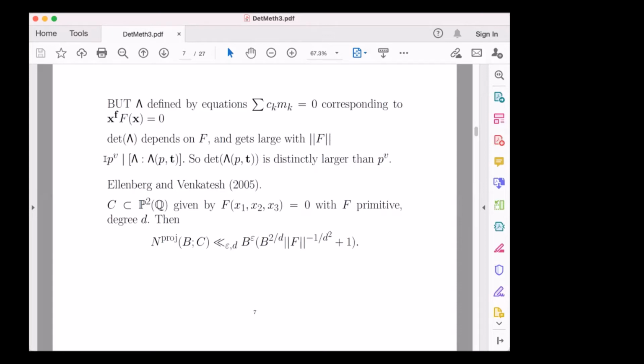Moreover, one sees, so I've said previously that p to the v divides the determinant of lambda pt, but in fact, the same argument shows that it divides the index of lambda pt in lambda. So not only is this determinant divisible by a large power of p to the v, it's also divisible by the determinant of lambda. And so not only do we get an improvement as p to the v grows, we get an improvement that depends on the size of the coefficients of F.